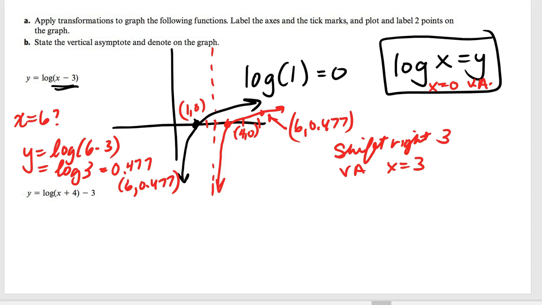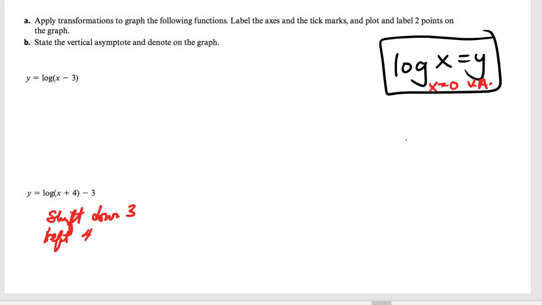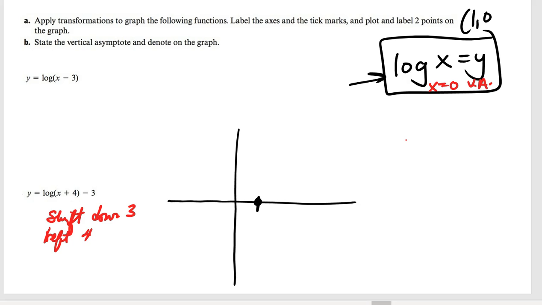Let's look at our next problem. This one we can see it shifts down 3 and left 4. So I always visualize what it looks like with my parent function. My parent function, I know it always goes through 1, 0. Those are my go-bys for my parent function. And I know it has an asymptote at x is equal to 0. So this is my parent function.